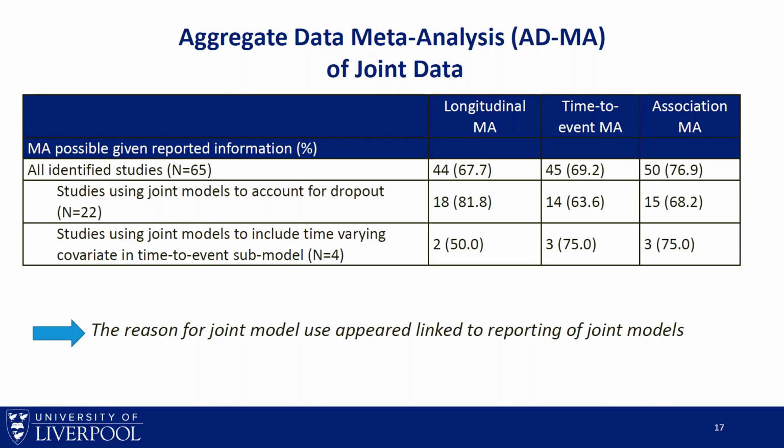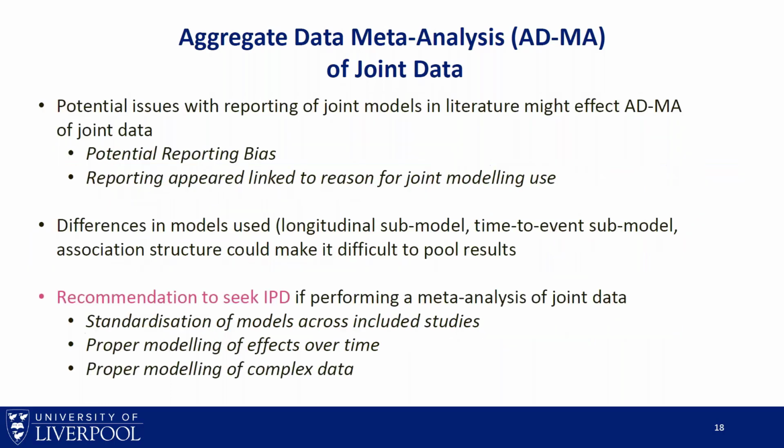So this might not be an issue if the purpose of the meta-analysis is similar to that of the original included studies. However, if the meta-analysis poses questions that extend the original purpose of the study, this poor reporting of aspects of the joint modelling analysis could hamper aggregate data meta-analyses in the future. So overall, there are potential issues with current reporting standards of joint models in the literature, which could make it hard to perform aggregate level meta-analyses of joint data.